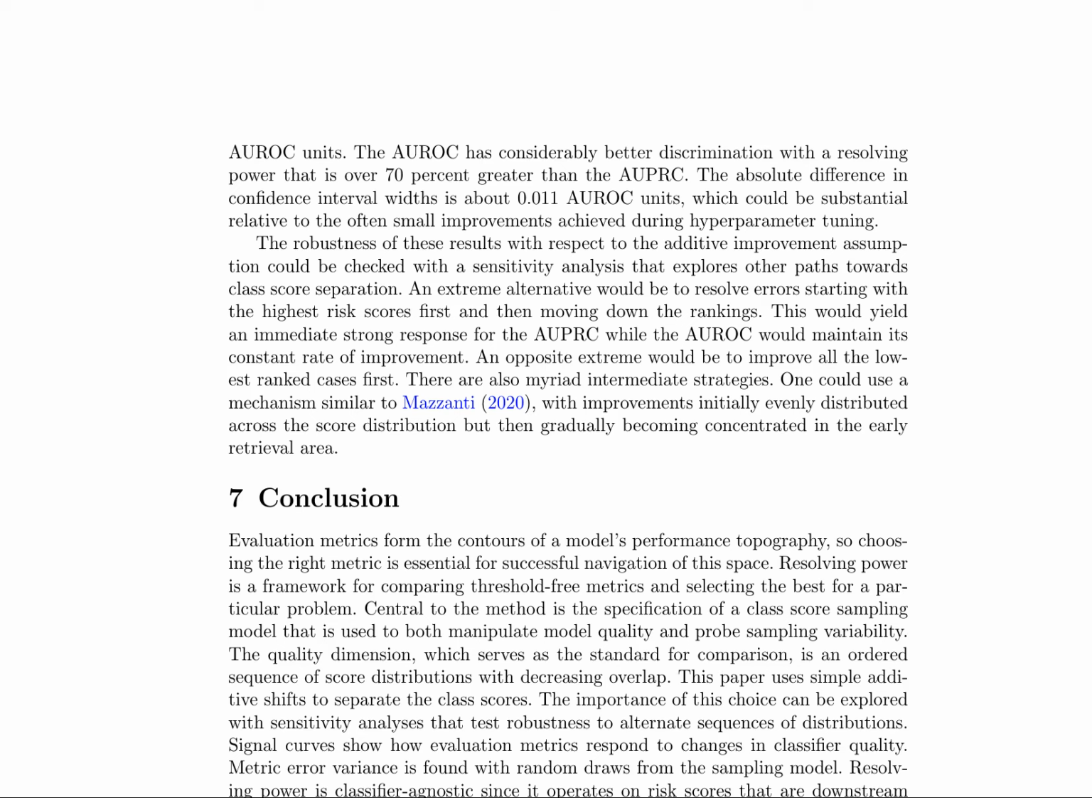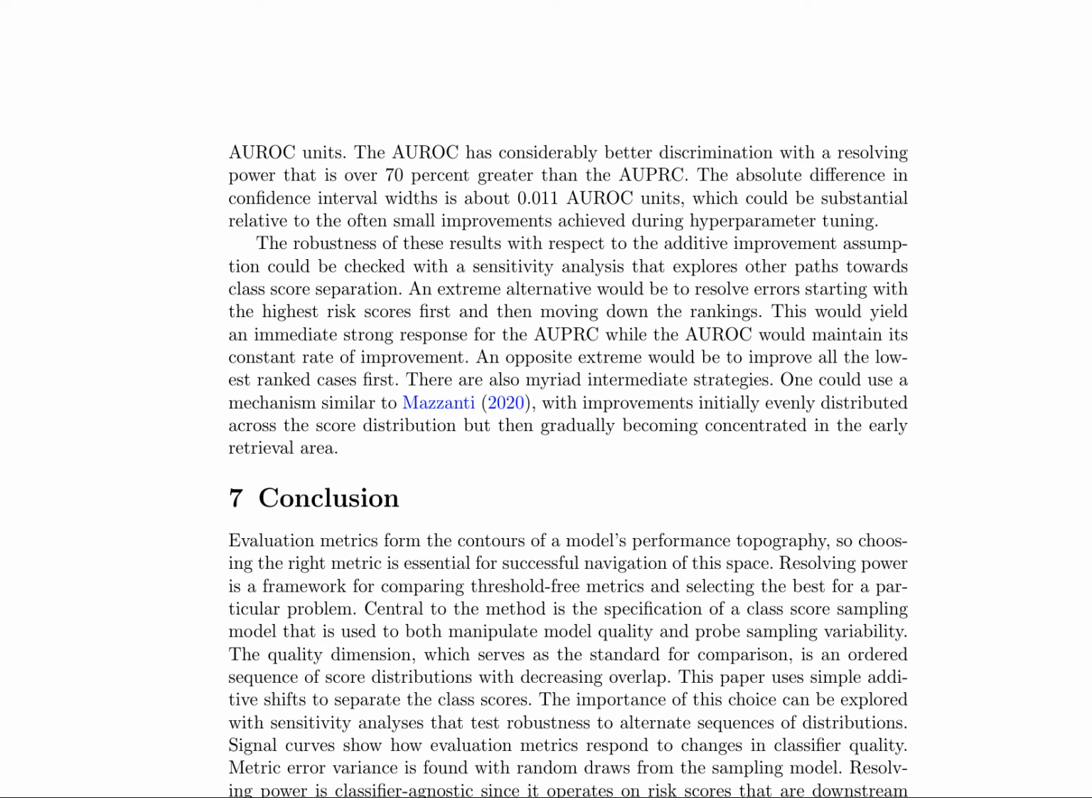This difference can be substantial relative to the often small improvements achieved during hyperparameter tuning. To check the robustness of these results, a sensitivity analysis can be conducted by exploring alternative paths towards class score separation, such as resolving errors starting with the highest risk scores first or improving all lowest-ranked cases first.